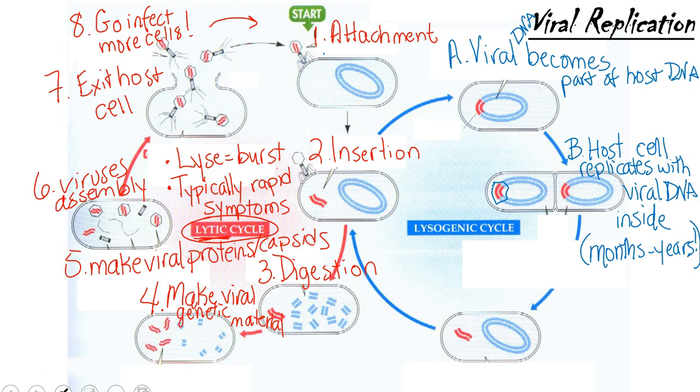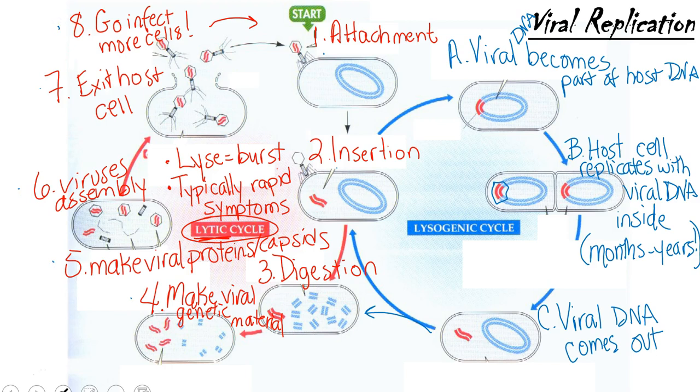All right, and then eventually what happens after those host cells have replicated, something triggers the viral DNA to come out of the host cell DNA. And then we re-enter the other steps of the lytic cycle. So the viral DNA comes out. It creates restriction enzymes to digest the host cell DNA. All right, it creates more viral genetic material, makes more virus proteins. The viruses assemble, exit the host cell, and go to infect more cells.